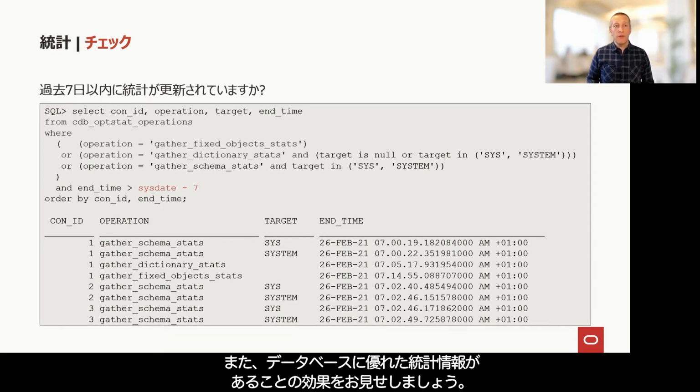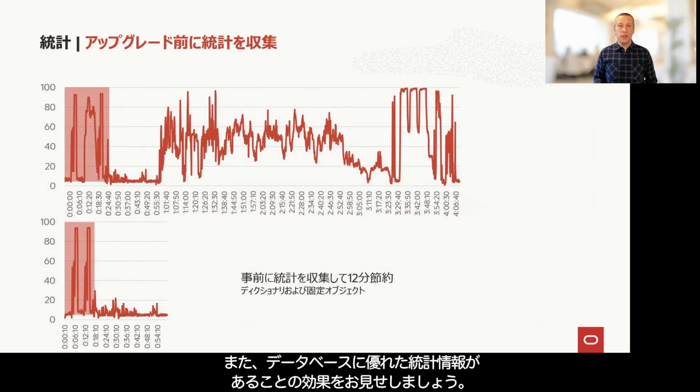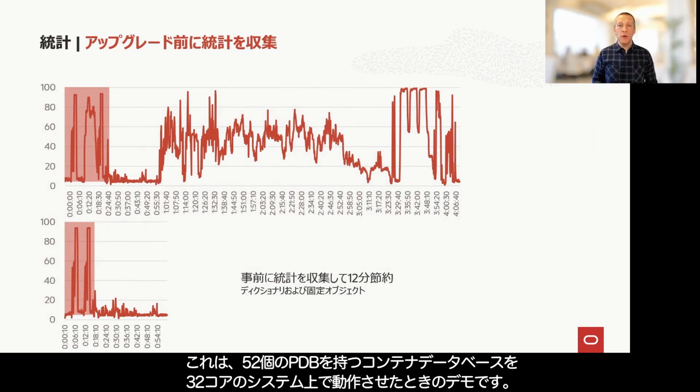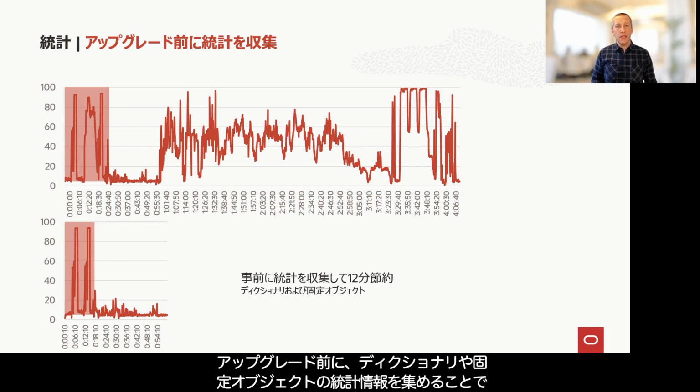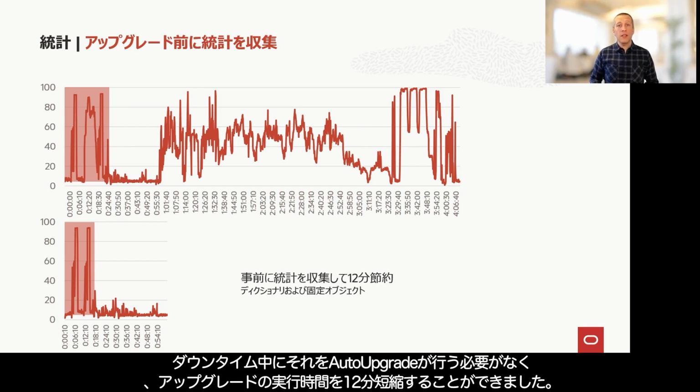And to show you the effect of having good statistics in your database, this is from a demo we did on a container database with 52 PDBs, running on a system with 32 cores. By gathering dictionary and fixed object statistics before the upgrade, AutoUpgrade didn't have to do it during the downtime, and we managed to save 12 minutes of the upgrade runtime.